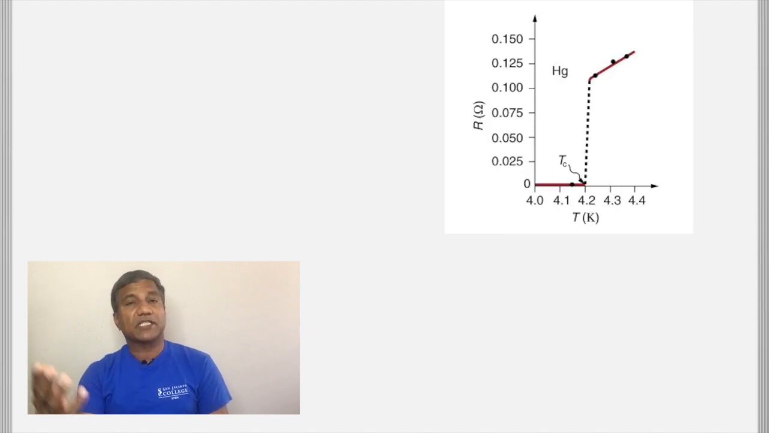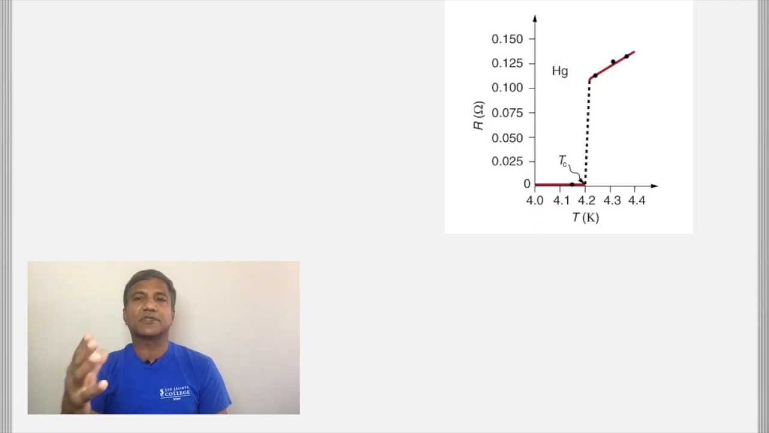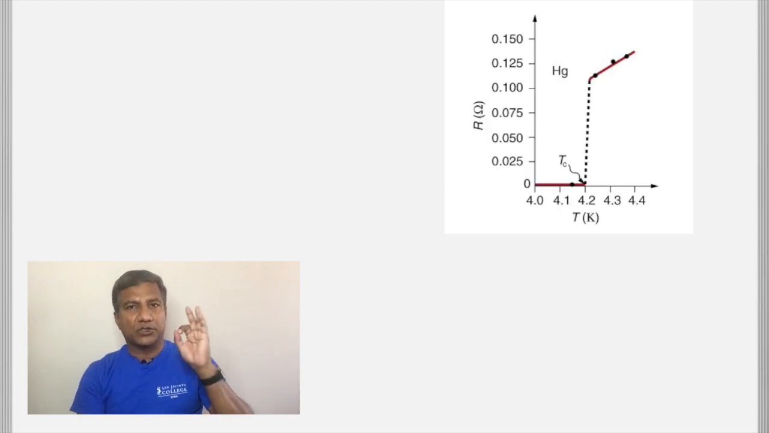And that means as you cool a conductor, you're going to have a decrease in resistance, and there's going to be a particular temperature at which the resistance becomes zero. Now that is called superconductivity. So superconductivity is when the resistance of a conductor becomes zero. All right, so that's what the graph shows here.